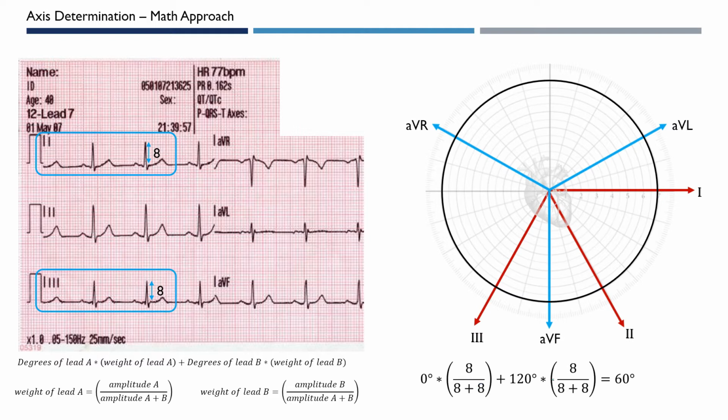We're going to add that to the third lead, which is at an angle of 120, and multiplied by its weight. And when we do that, we get a 60-degree depolarization. Now notice that that 60-degree depolarization is right on lead 2. And this is corroborated by our equiphasic depolarization in AVL and our large amplitudes in lead 2.